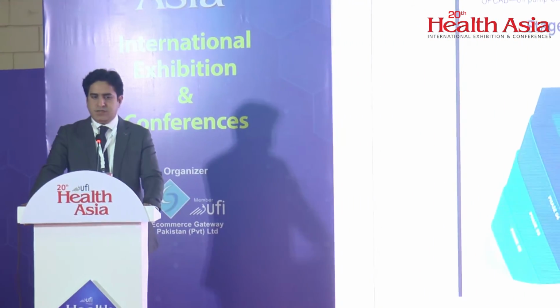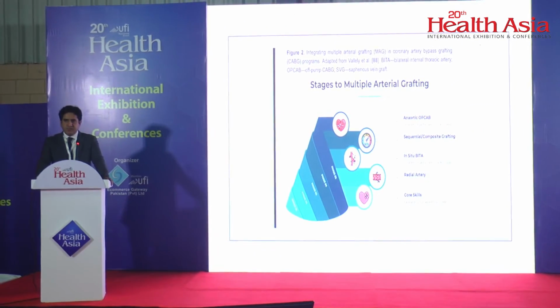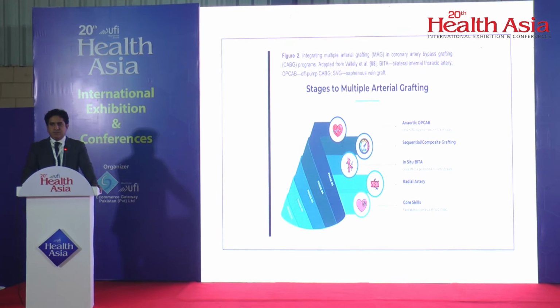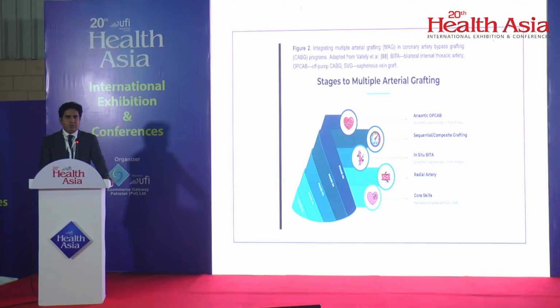So this is where we have to start: who will be performing total arterial revascularization. There are phases of the learning curve to establish total arterial revascularization. A surgeon who has gotten favorable outcomes in conventional CABG can proceed towards the radial artery because it is easier and requires less time. Then he can proceed towards the bilateral internal thoracic artery. Once multiple arterial grafting has been performed in more than 50 cases, he can go for sequential and composite grafting, and then obviously towards the no-touch technique of aortic outflow CABG.